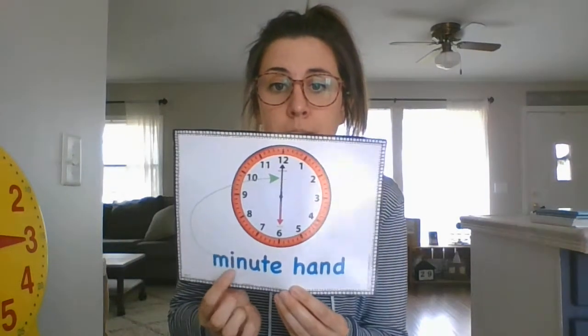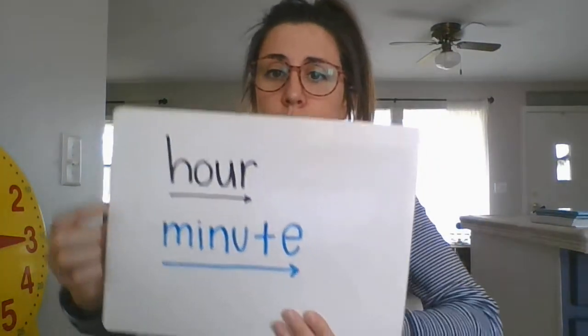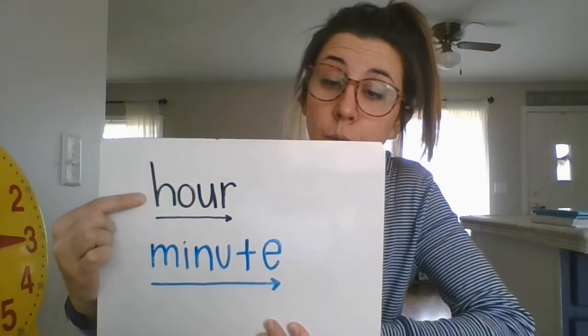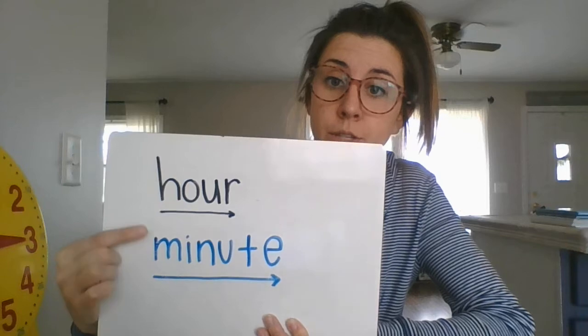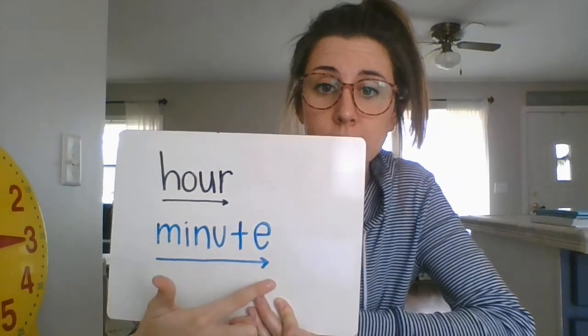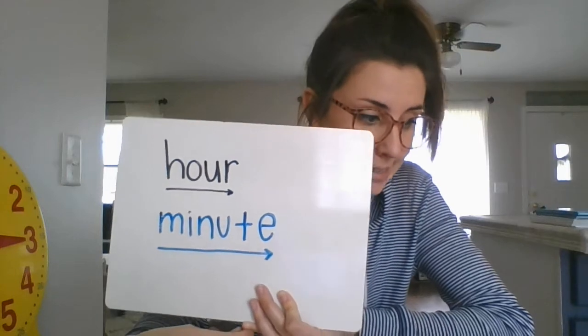The longer hand on a clock is called the minute hand. Guys, sometimes this can actually be really hard and confusing to remember the difference between the two. So I've always taught my first grade friends this in the past, where if I look at the word hour and I look at the word minute, hour is a shorter word, so the hand is shorter, and minute is a longer word, so that's the longer hand.